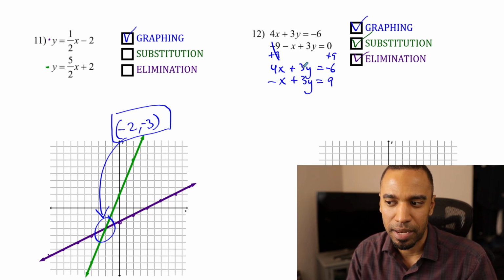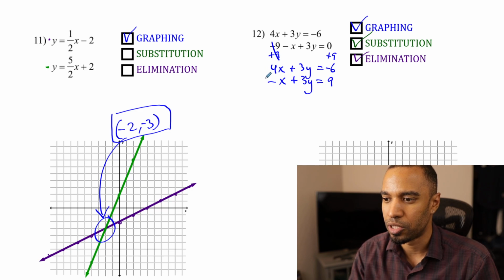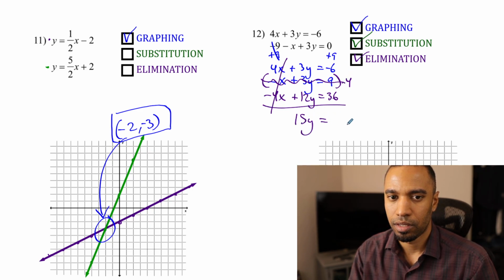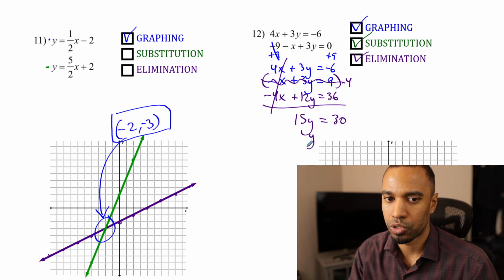A lot of times I've been multiplying by negative 1 because these are here. Why don't I go and multiply by 4 this time? I know the numbers get a little bigger, but why don't I multiply by 4 here, make it negative 4x plus 12y equals 36. And then eliminate the x's. I got 15y equals 30, and y equals 2.